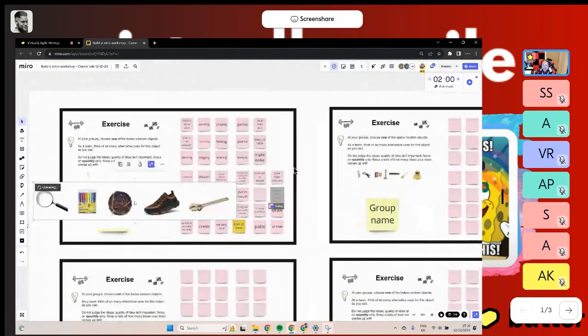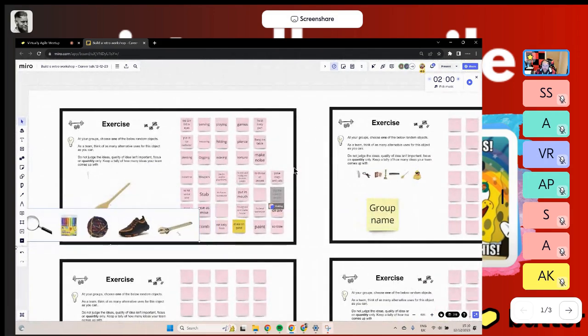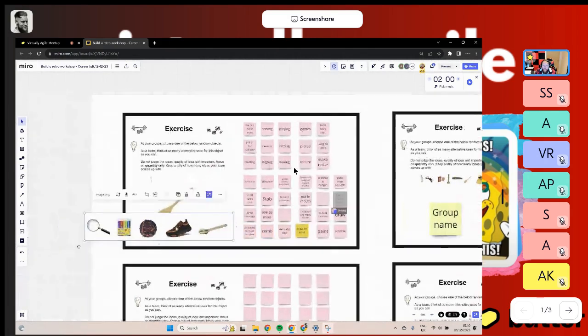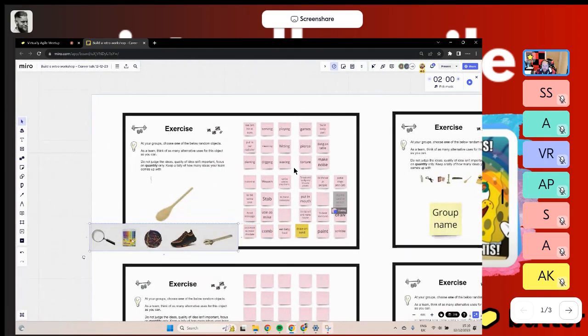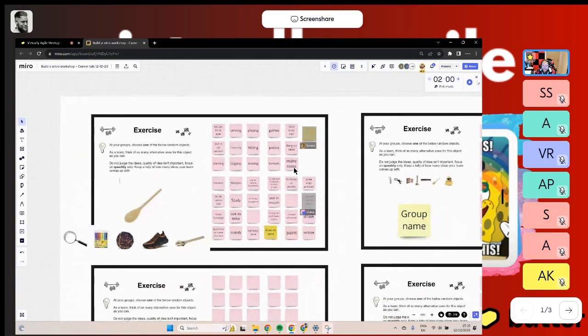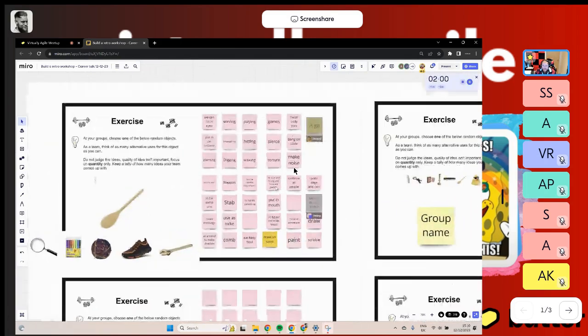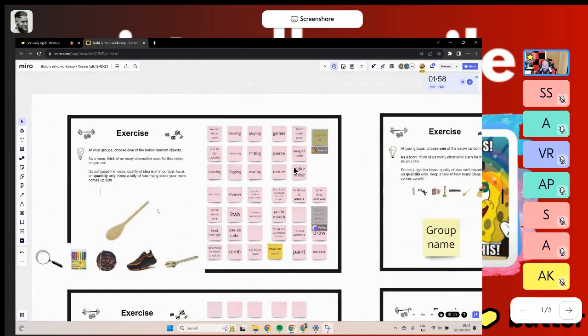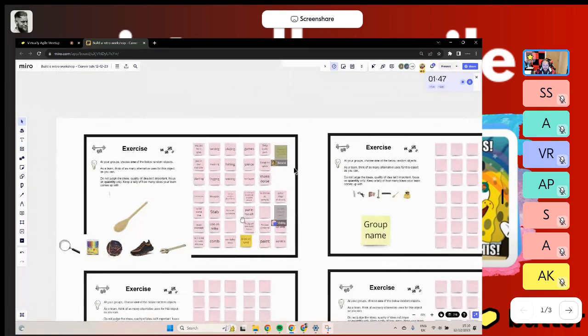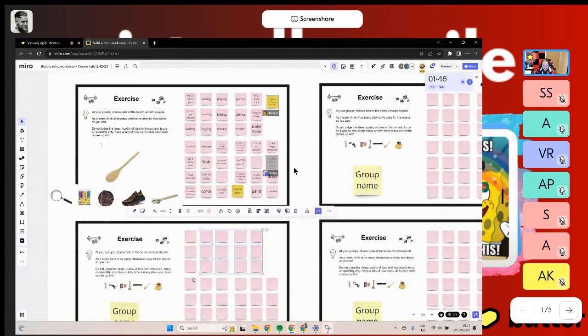So your objects are here. On the left, you've got a wrench, a metal wrench, a shoe, a ball of string, some coloring pens, and a magnifying glass. How many new uses can you come up with for your wooden spoon if you were to combine it with those new objects? You can add new post-its, by the way. I'll get some more for you. They're over here. There we go.